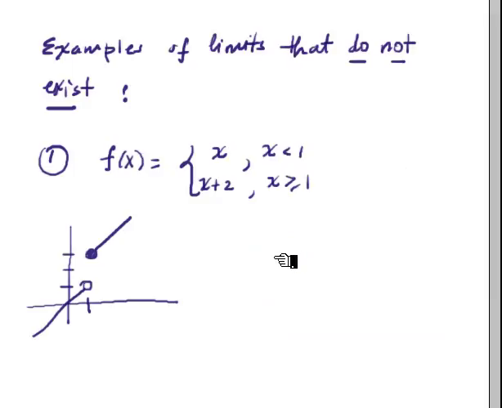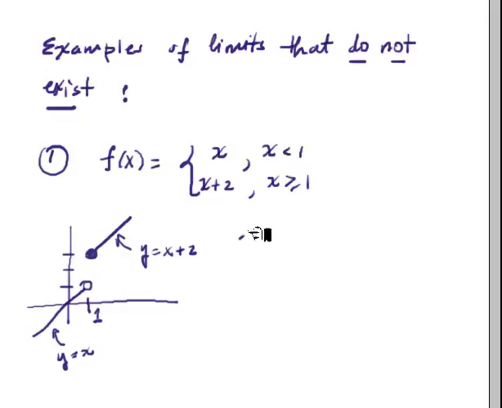For our first example of a limit that does not exist, we're looking at a piecewise defined function, defined as follows. To the left of 1, the function is equal to the line y equals x, and to the right of 1, the function is equal to the line y equals x plus 2. So here we have a piece of the line y equals x plus 2, and this is a piece of the line y equals x, and here's x equals 1.